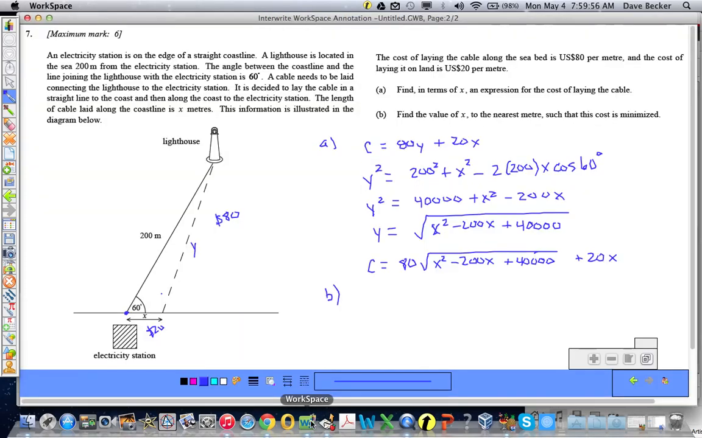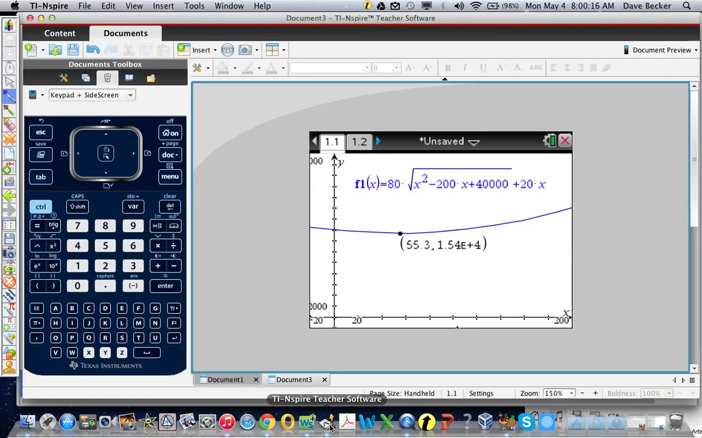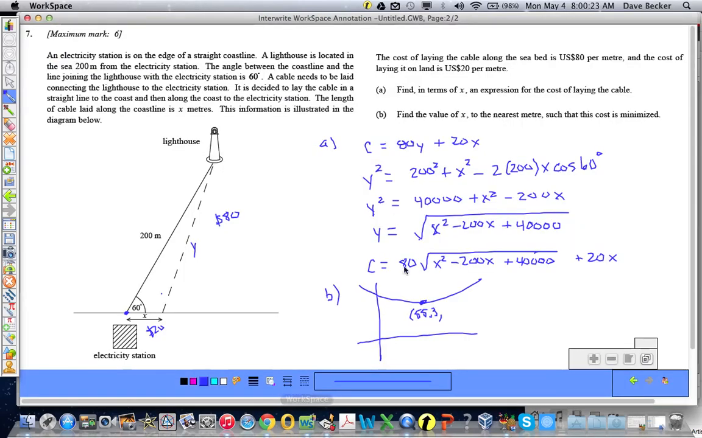So what we're going to do is sketch a graph, and we're going to say a minimum is at 55.3, and what was the y coordinate? 1.54 times 10 to the fourth, so that's going to be 15,400, which really isn't important. So what's the question?